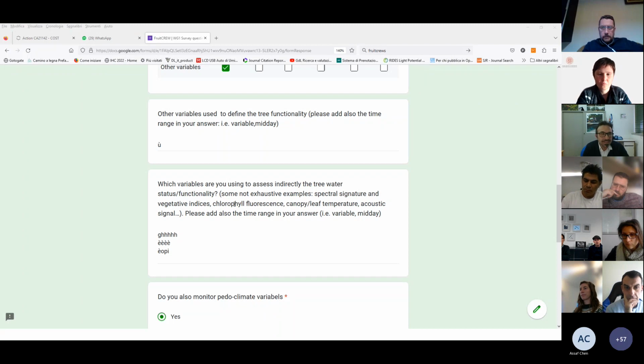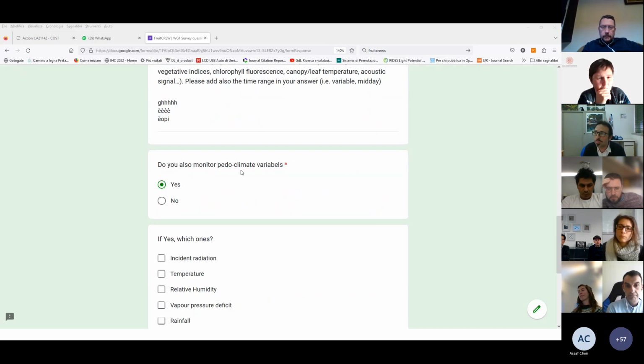But I think this group of variables like fluorescence, leaf temperature, the acoustic signal, sorry, Kati, I explained it is an acoustic signal within the xylem. All these variables are very important because we maybe have a good sensor to measure this, and collecting this data we can see if there are some relations. So please also in this case add the variable and also the time range.